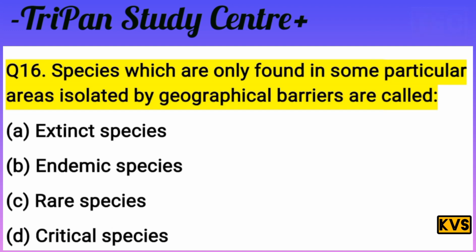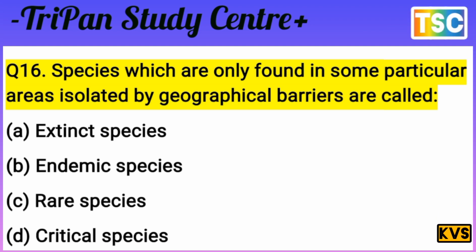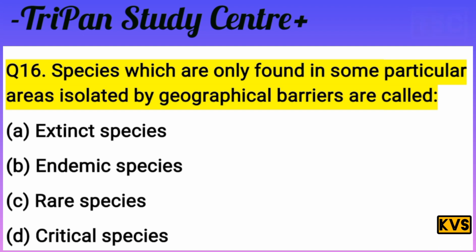Next question here. Species which are only found in some particular area isolated by a geographical barrier are called. Do you understand the question? First, A, extinct species, B, endemic species, C, rare species, and D, critical species. You know that this is a most important question here. But first, you check your knowledge. Okay? I give you a few seconds. You must have a thought of your answer.